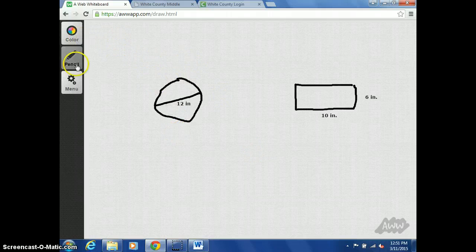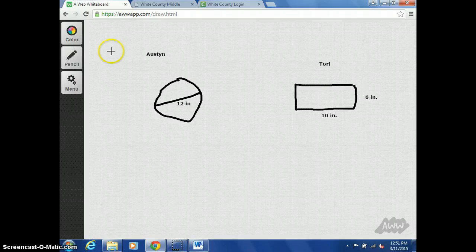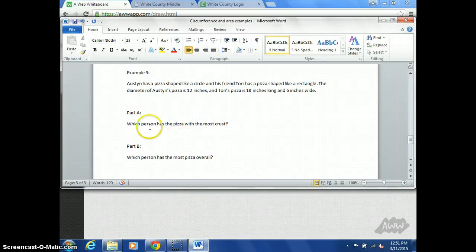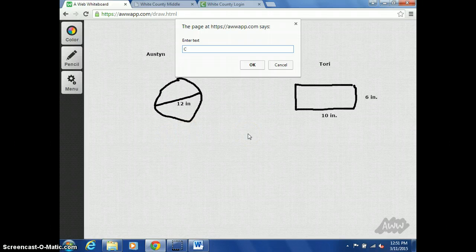It's always good to label things when you're showing work, especially because graders love when you label things. It's easier to keep up with. So who was our first person? Austin. So this is Austin's pizza, and then Tori's pizza here. Now, first one: which person has the pizza with the most crust? Is that the inside, or the outside around? Outside. So for circles, what tells us outside? Circumference. So now we have to find the circumference.